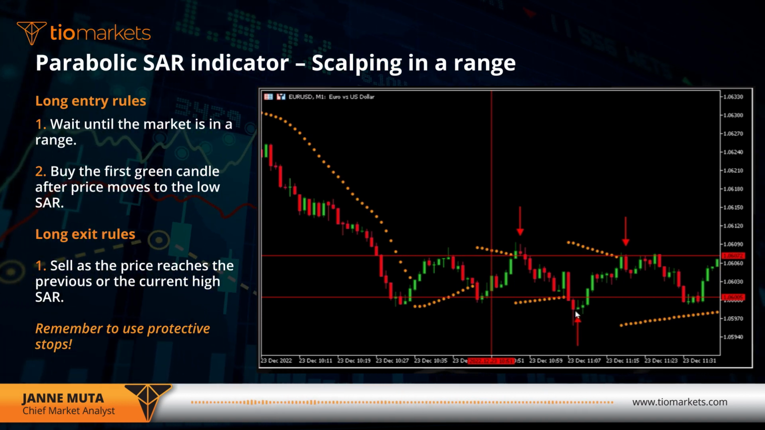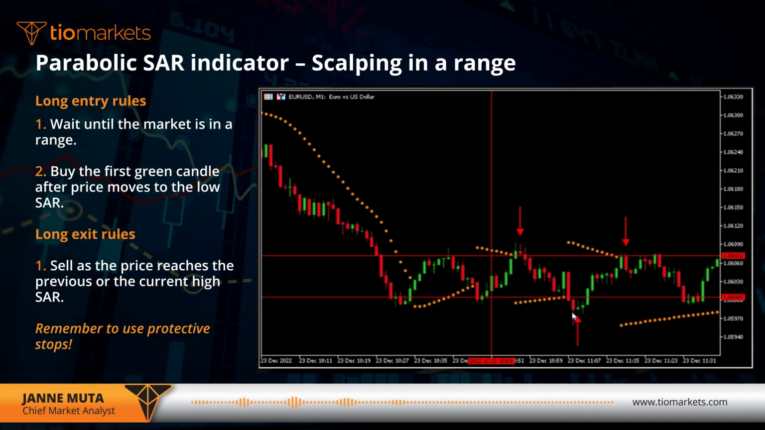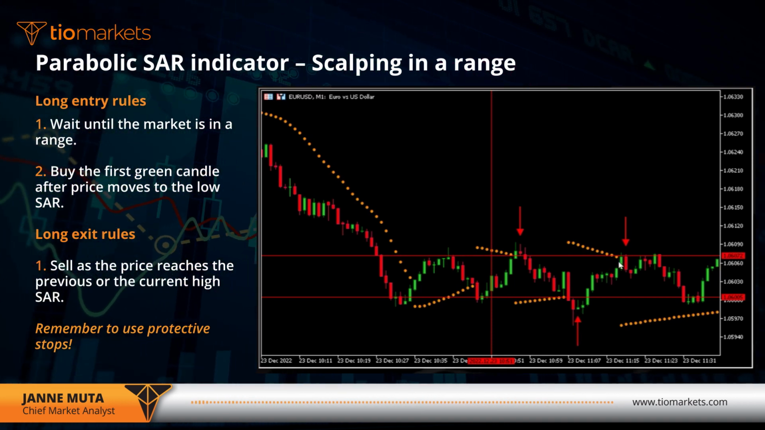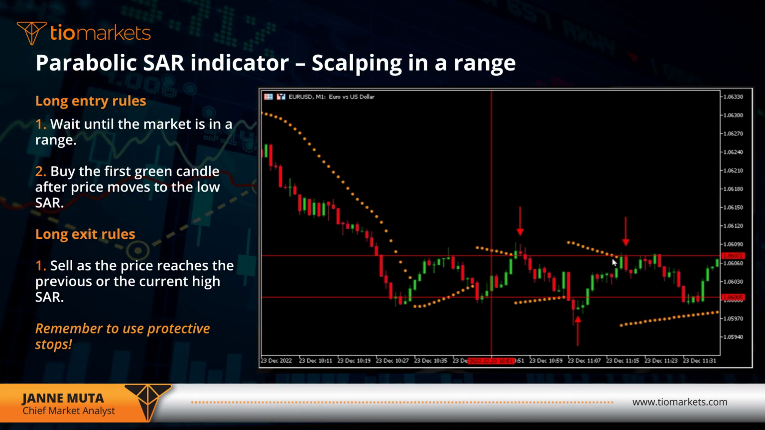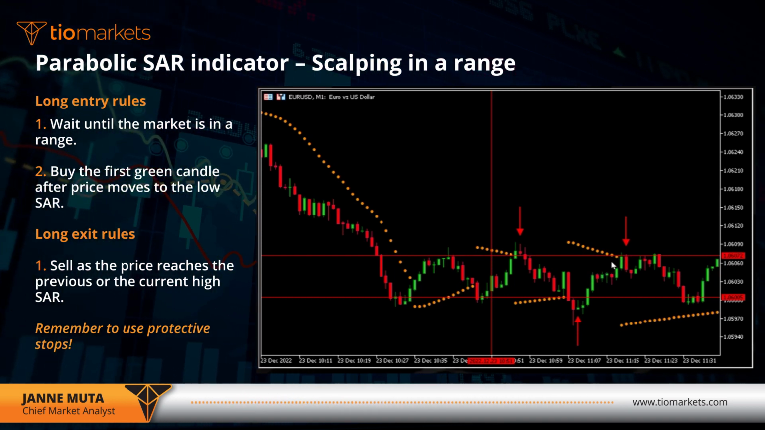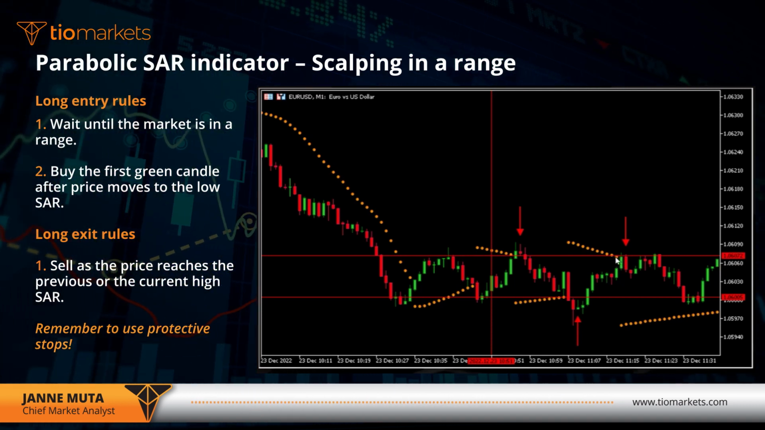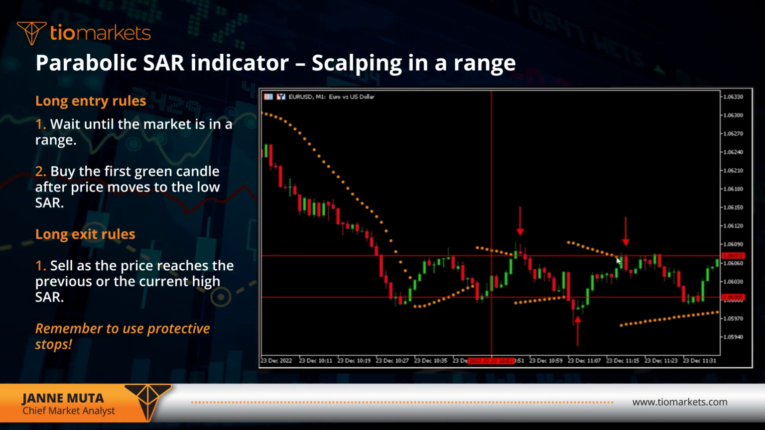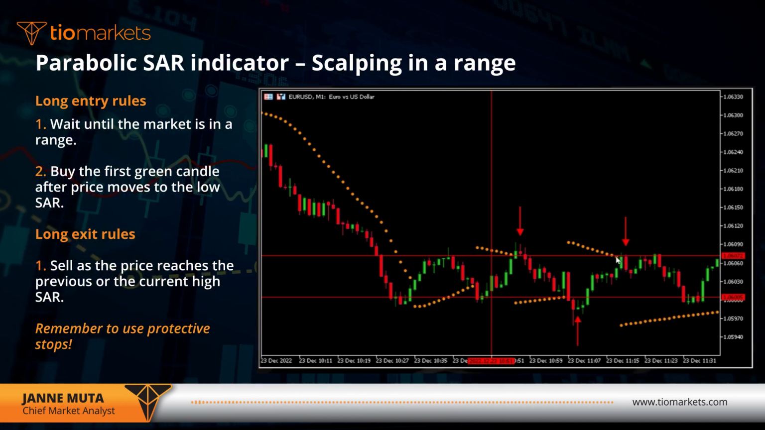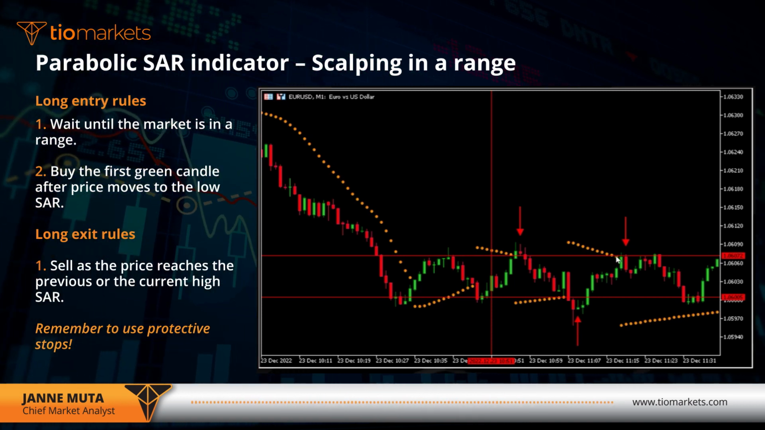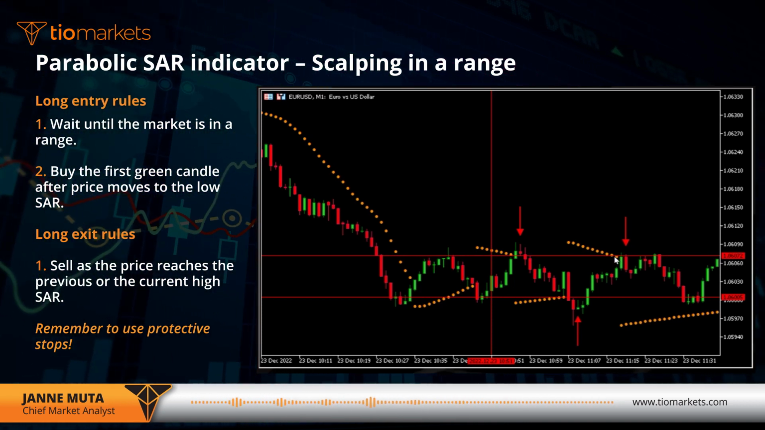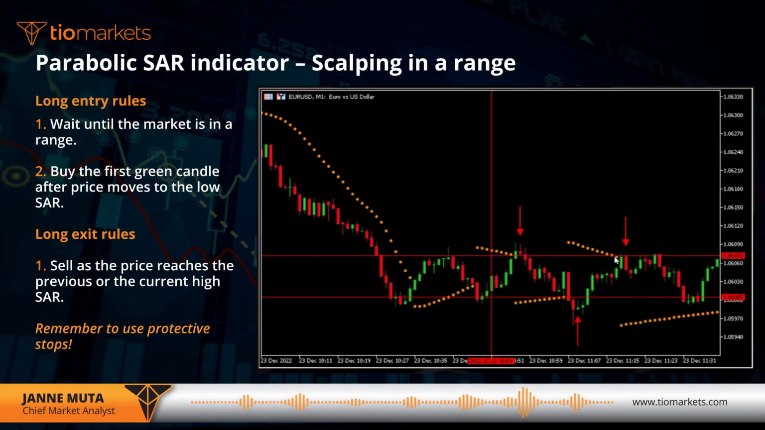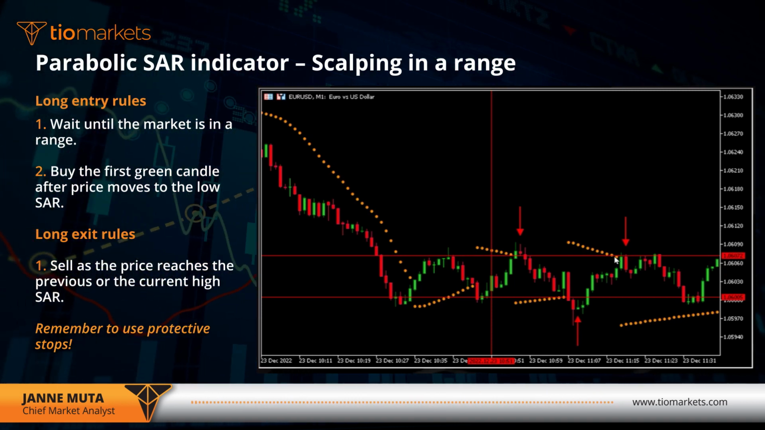And then you hold the trade. The long exit rule comes here when the price reaches the previous or the current high in the SAR. So the SAR value up here is reached and the market sells off. So that's where you can exit the trade. And remember always to use protective stops. There's no point trading the markets with open-ended risk. It's just going to lead to you losing one account after another.